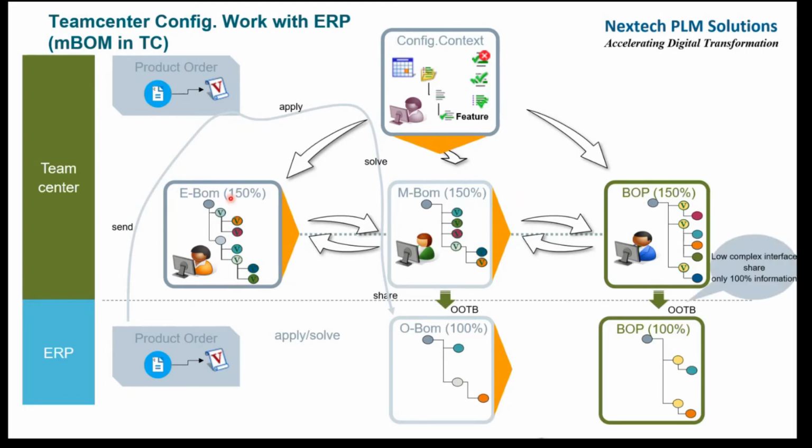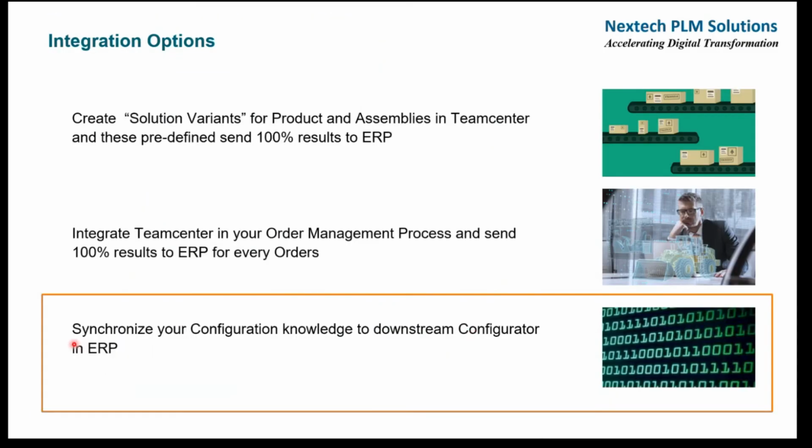So you can see, the EBOM, MBOM, and BOP processes with the 150% BOM will be configured in Teamcenter, and the 100% order BOM, like the manufacturing BOM, as well as the 100% bill of processes, like how this product is going to be manufactured, will be sent to ERP, and then the product will be realized. Or you can have a synchronization of your configurator knowledge base from PLM to ERP. In that case, the PLM system will only manage the configurator knowledge base.